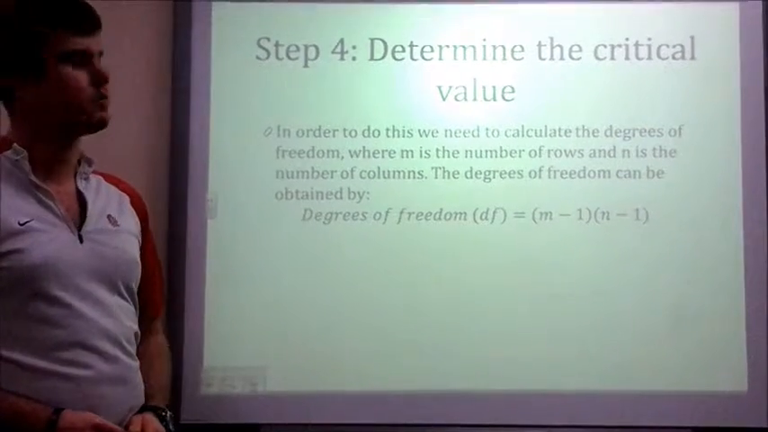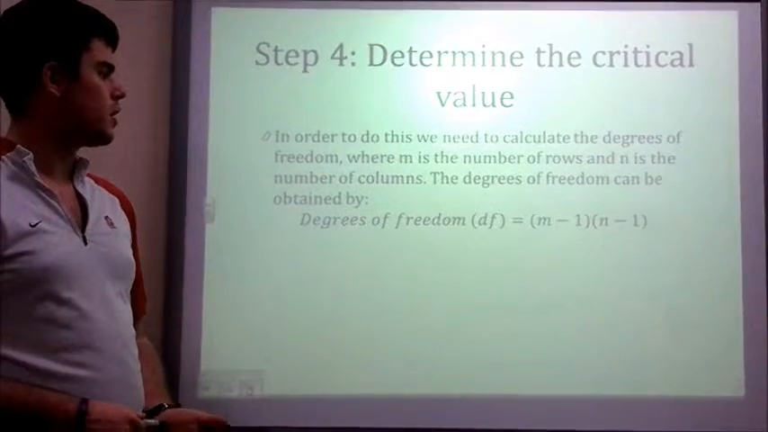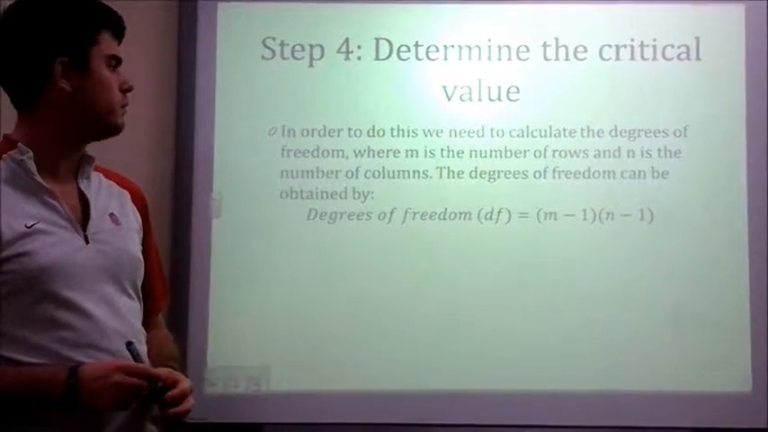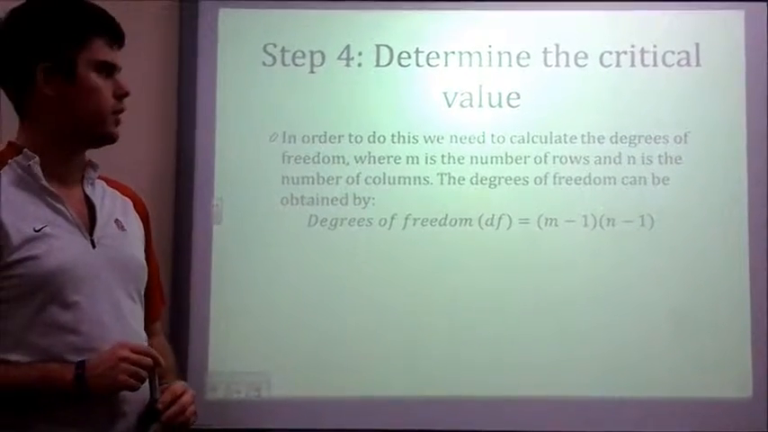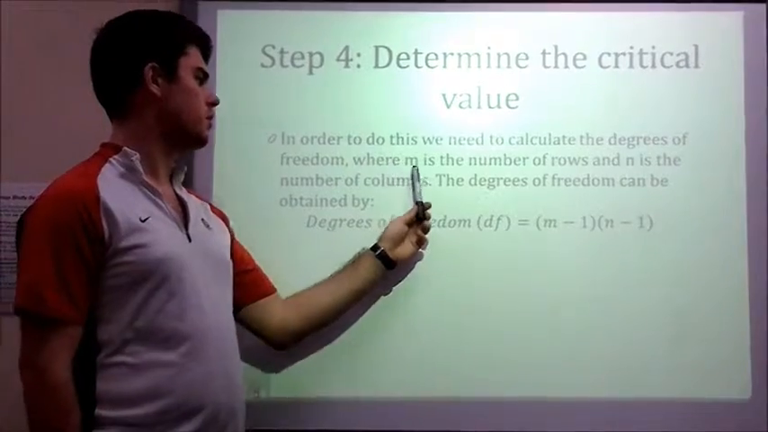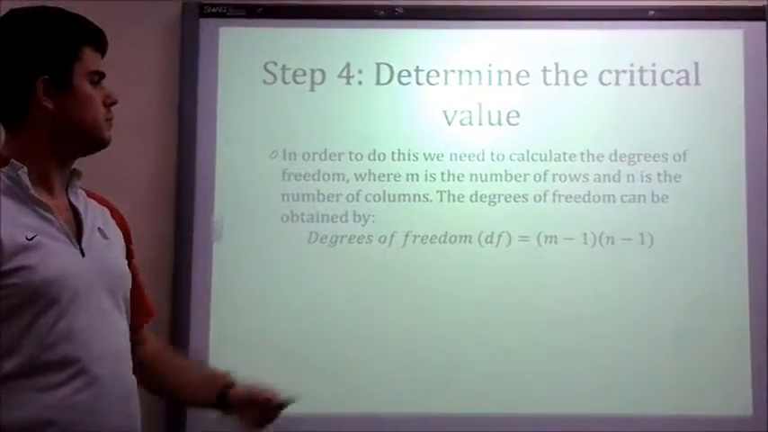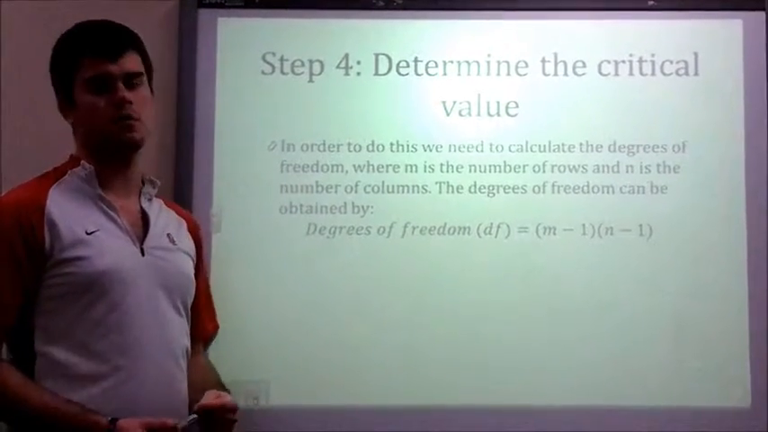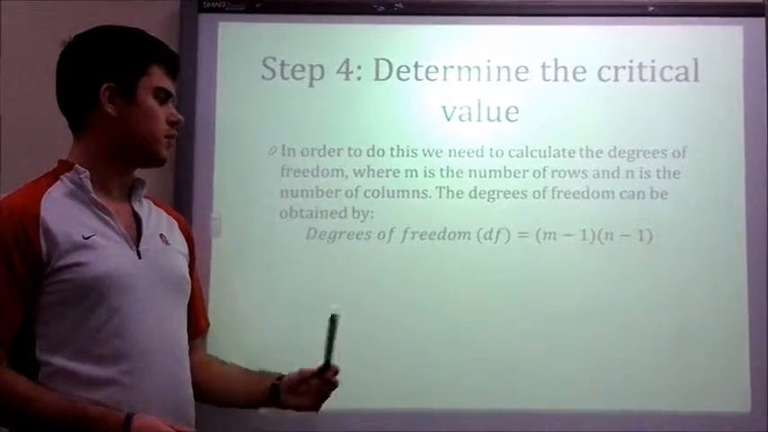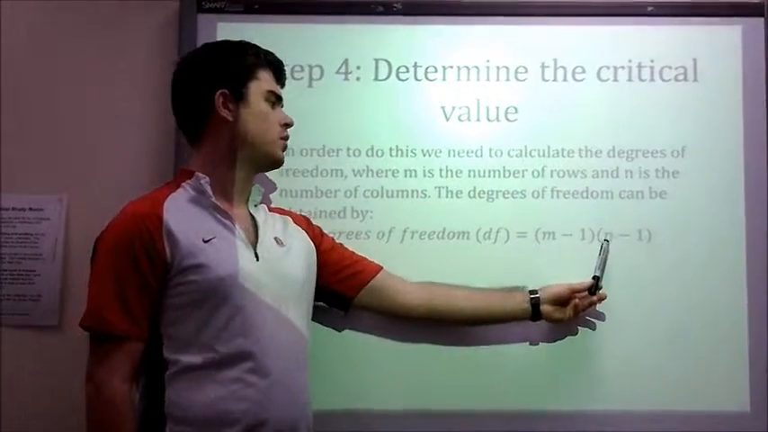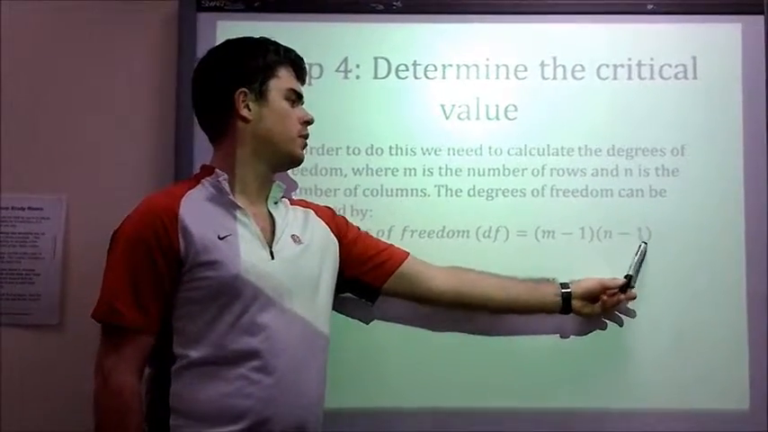Step 4. Determine the critical value. We need to do 2 things to determine the critical value. First of all, the degrees of freedom. Where m is the number of rows and n is the number of columns, the degrees of freedom can be obtained by the following calculation. So the number of rows minus 1, times the number of columns minus 1.